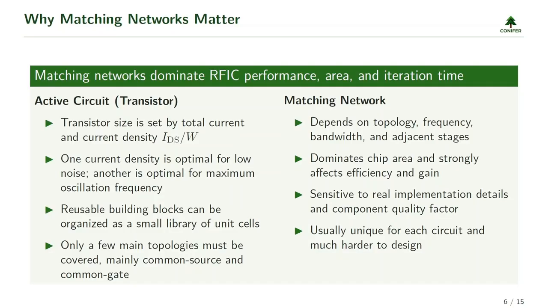On the other hand, setting of matching network parameters depends on topology, frequency, bandwidth, and adjacent stages. Matching networks dominate chip area and strongly affect efficiency and gain, thus directly impacting both performance and cost of the RF integrated circuit. Their performance is very sensitive to real implementation details and quality factors of passive components which are used to build them. They are much harder to design and are usually unique for each circuit.